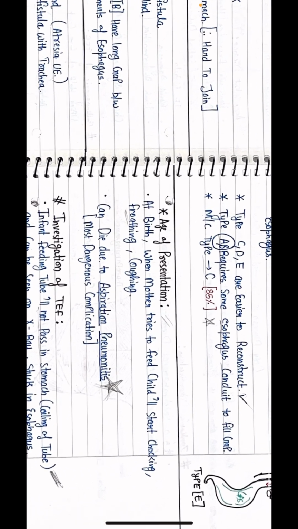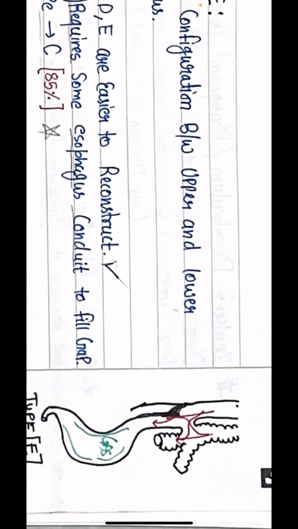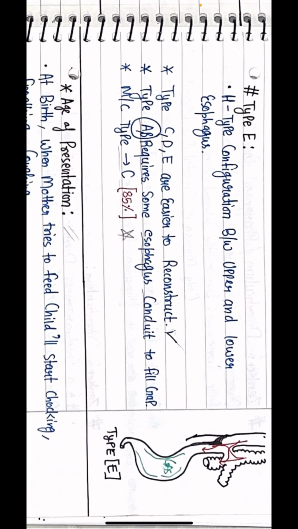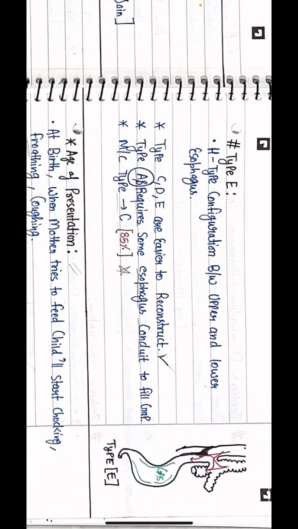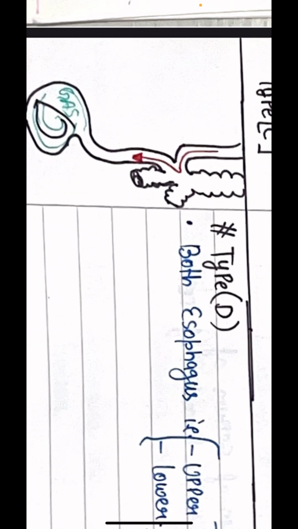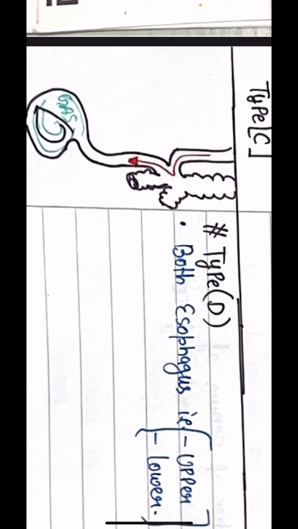Clear? Let's see type E. So type E is H-type configuration. As you can see in the image, I tried to highlight it with the red color. So in type E, there is an H-type configuration between the upper as well as the lower esophagus. So let's recap a little bit: type C, D and E are easier to reconstruct. Why? Because there is no longer gap between. In type D, you just need to separate it a little bit from the trachea. That will be enough, yeah.